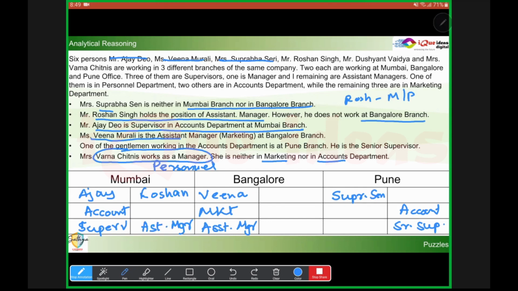Correct? So now I have got a man in Pune who is not Ajay or Roshan Singh. So the only person left is Dushyant. So now I have got Ajay, Roshan, Veena, Suprabha, and Dushyant, the only person left is Varna. So Varna automatically gets put into Bangalore. So Varna Chitnis is a manager, right? So one manager, Varna Chitnis, is already there. And she is in the personnel department. That is also pretty much fulfilled.